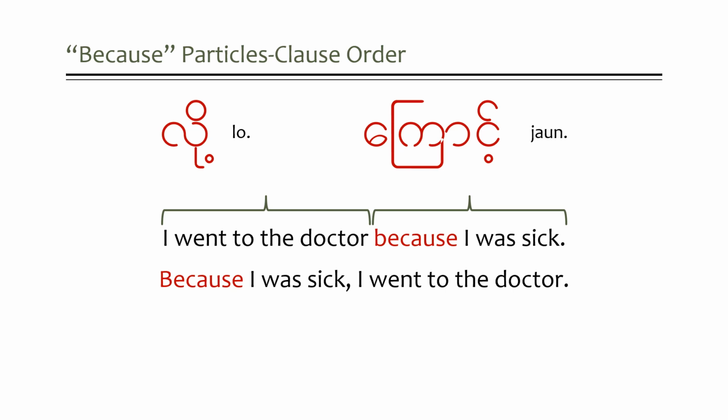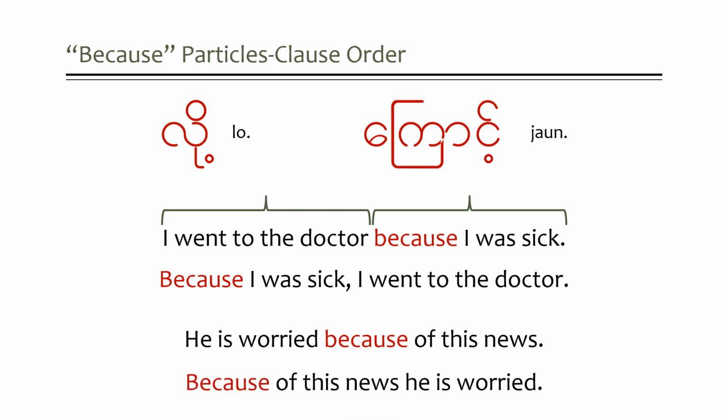Now let's look at another sentence using because. He's worried because of this news. Once again, let's reverse the order. Because of this news, he is worried. So that doesn't seem too difficult, but what follows might confuse you at first. These two sentences do not use the same particle, and in this lesson, I'm going to show you why and which particle to use.